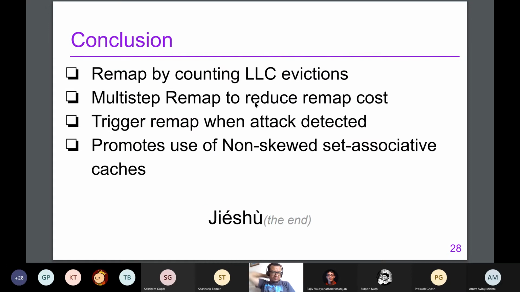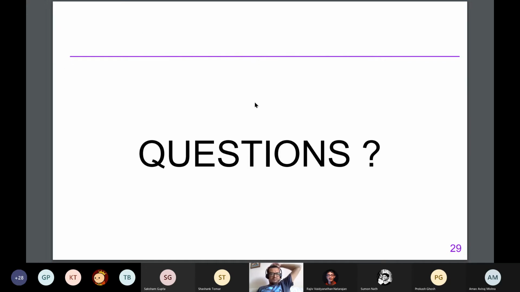So here's the conclusion. We saw that remap by counting LLC evictions is much better compared to remap by accesses. Multi-step remap, which we used, reduces the remap cost for the system. Triggering a remap when an attack is detected might be helpful in non-skewed scenarios, and thus these scenarios become somewhat more secure than before. So we promote the use of non-skewed set associative caches compared to skewed set associative caches. Thank you. Next slide. Any questions?